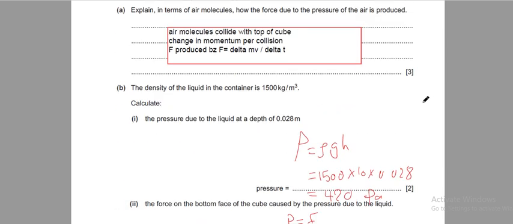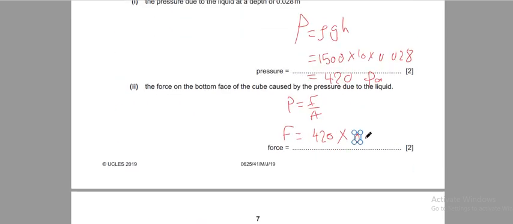Okay, so we have 0.04 squared. The answer would be 0.672.